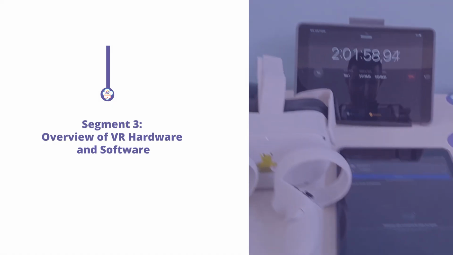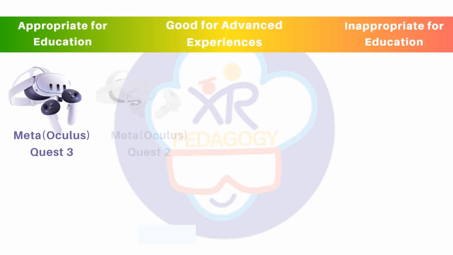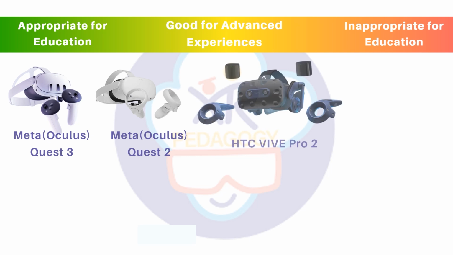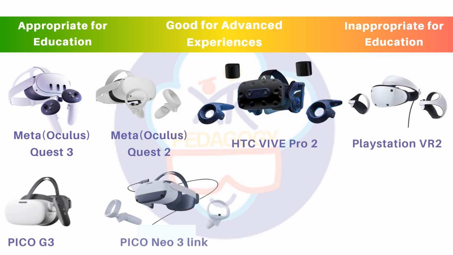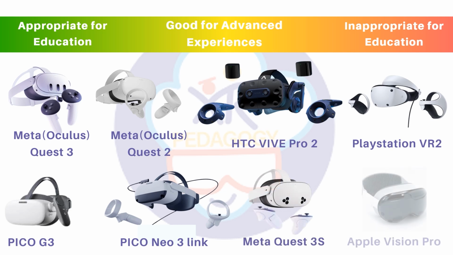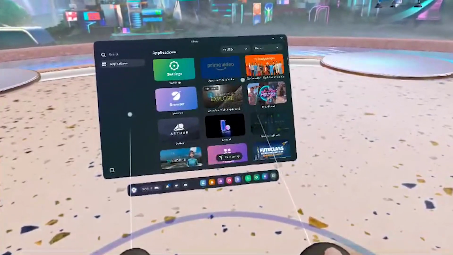Segment 3, Overview of VR hardware and software. Let's talk about the hardware and software that make VR possible. There are several popular VR headsets on the market, including the Oculus Rift, HTC Vive, PlayStation VR, and the more affordable Oculus Quest. Each has its own strengths and weaknesses, but all provide a solid VR experience. VR headsets track your head movements and adjust the image you see accordingly, creating a sense of presence in the virtual environment.